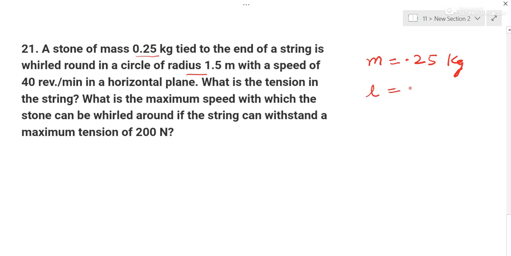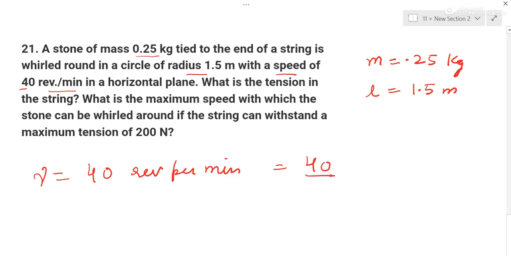The radius of the circle is given as 1.5 meter. It is given 40 revolutions per minute. So this is basically frequency. Do not denote it by speed. It's frequency, 40 revolutions per minute. So we'll convert into seconds: 40 by 60 revolutions per second. Revolution per second is hertz, so this is okay, SI unit now. So frequency I'm ready with is this much.